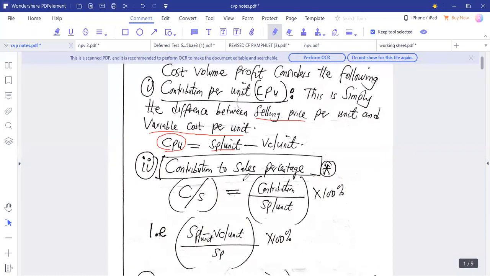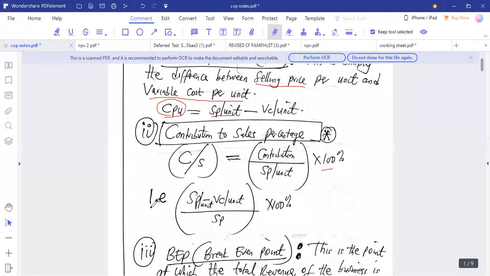Now, under contribution to sales percentage, we are going to say contribution over the selling price or sales, multiplied by 100%. We have the selling price minus variable cost, which is the contribution. So this is our contribution over the selling price per unit, multiplied by 100%.